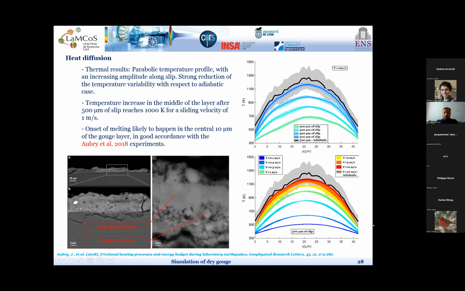What this model tells us is that melting is probably going to happen in the central part of the gouge here, where the temperature is the highest, and especially in the central 5 to 10 micrometers. And this is in good agreement with what we observed in the experiments, where we had this layer of about 5-8 micrometers of molten rock.